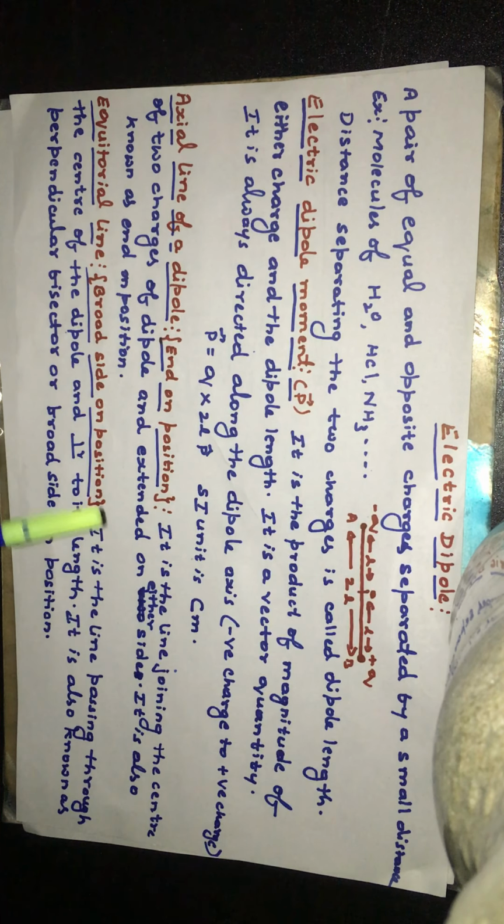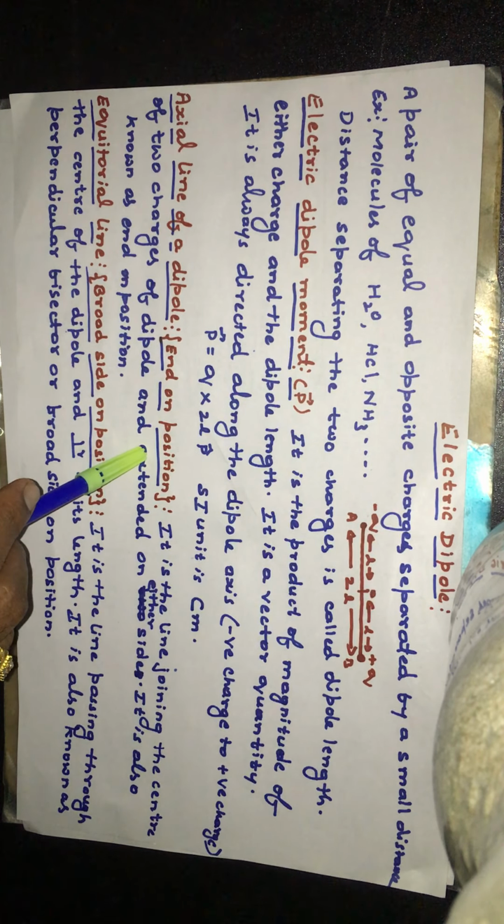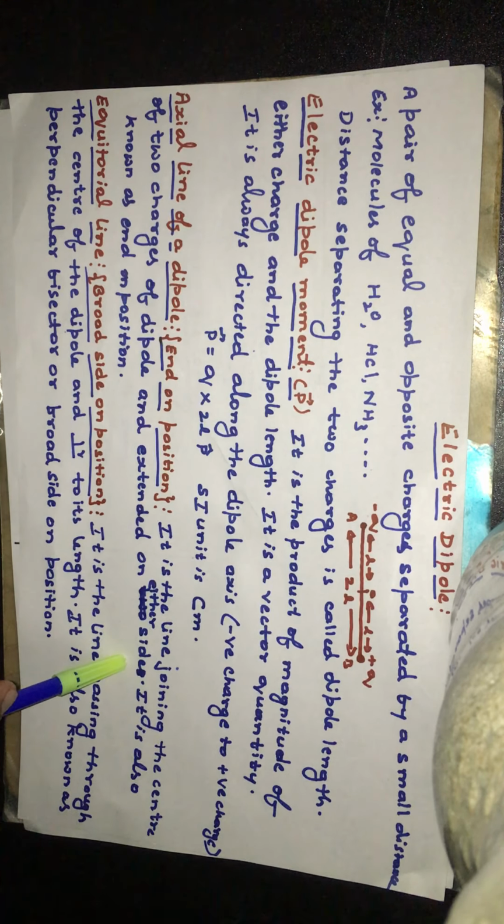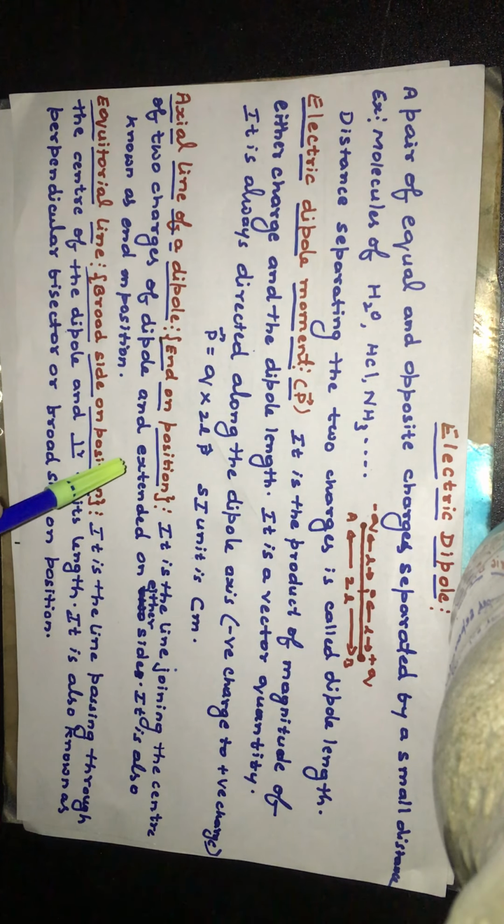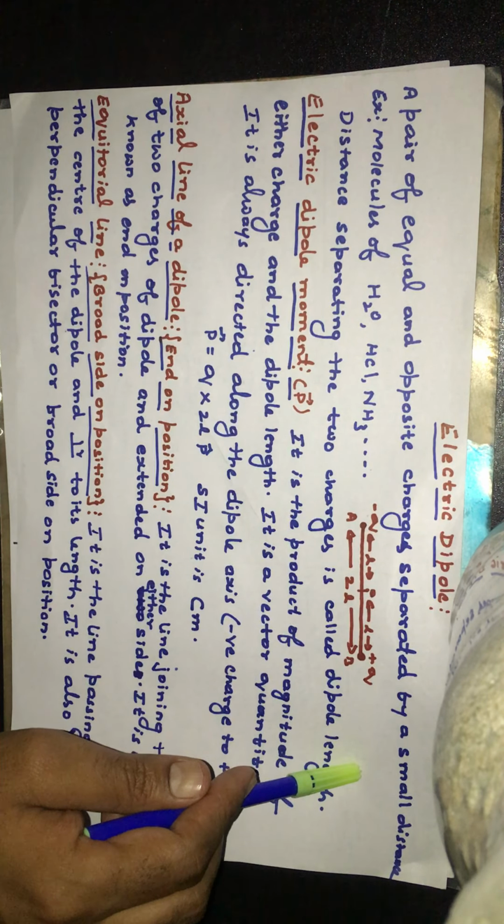Today we will derive expressions for the electric field due to a dipole at two different positions. One, by considering a point along the axial line of the dipole, also called the end-on position. Axial line means the line joining the centers of the two charges of the dipole, which can be extended on either side. But remember, the point is to be considered along the dipole axis, that is, from negative charge to positive charge in the same direction. Along the same direction, the point P has to be considered.